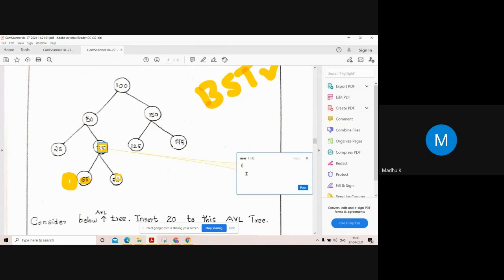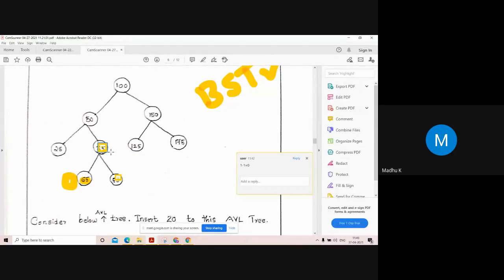Height of left subtree is 1 and height of right subtree is 1. 1 minus 1 is 0. So the balancing factor is 0. Now, how do we calculate the balancing factor? We will first take the left subtree height minus the right subtree height. It's a very simple procedure.